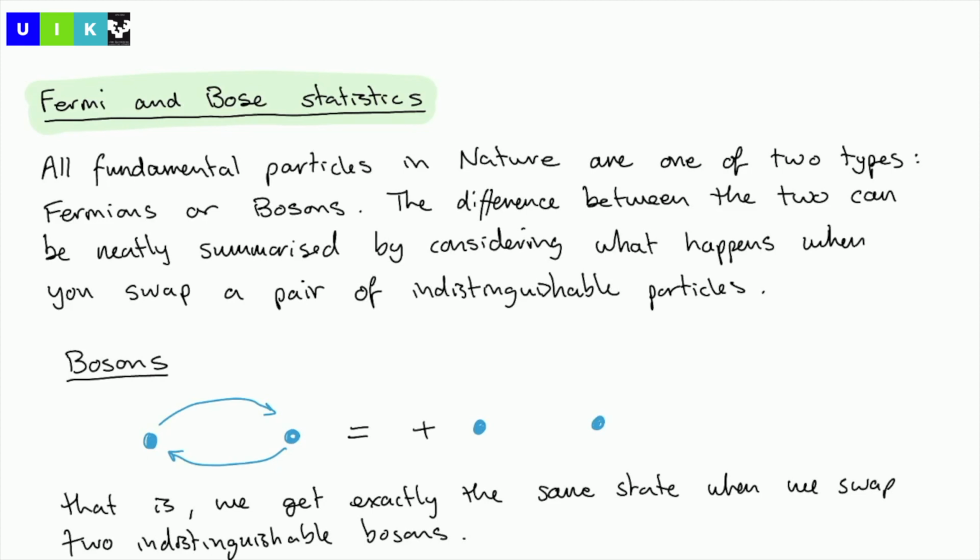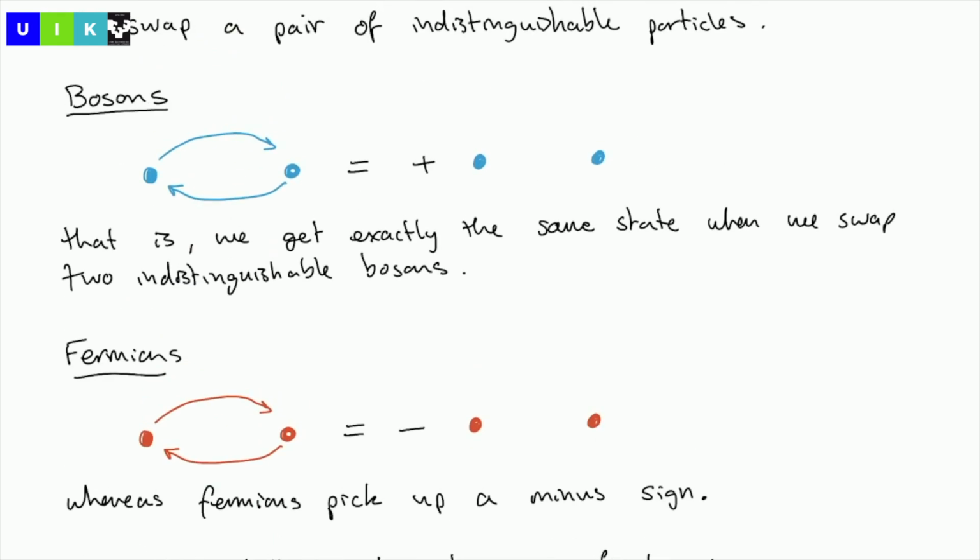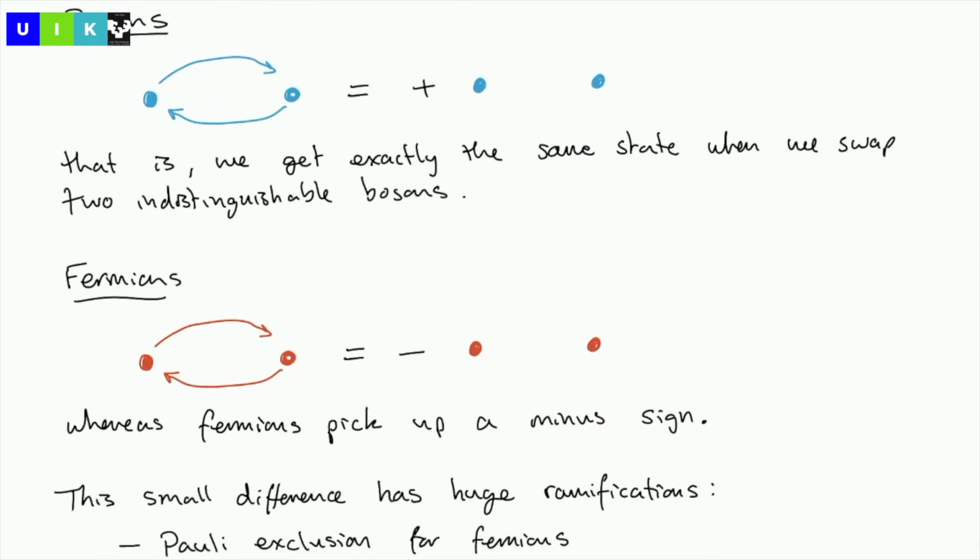Before describing anyons, let's go back and talk about fermions and bosons. We all know that all particles in nature that we see are either bosons or fermions. And the difference between these two types of particles can be neatly summarized by a thought experiment where you swap two identical particles. Now, if we have two indistinguishable bosons and swap them, then we end up with exactly the same state, with a positive phase. However, if we do the same thing with fermions, we end up with the same state, but with a minus sign out front.